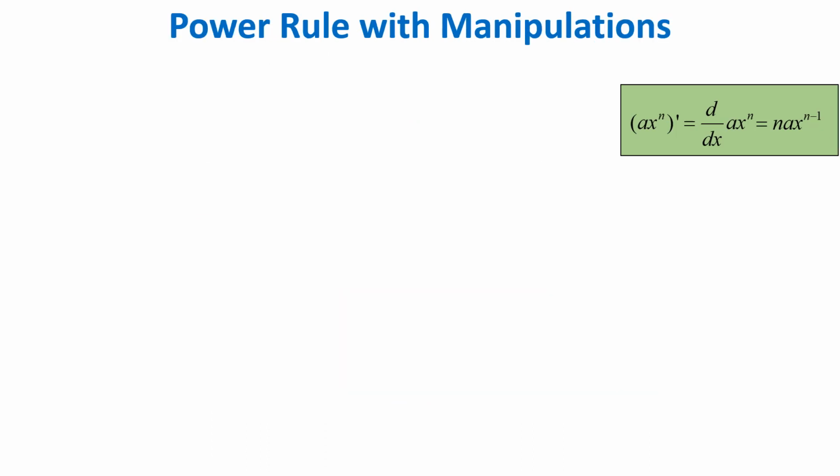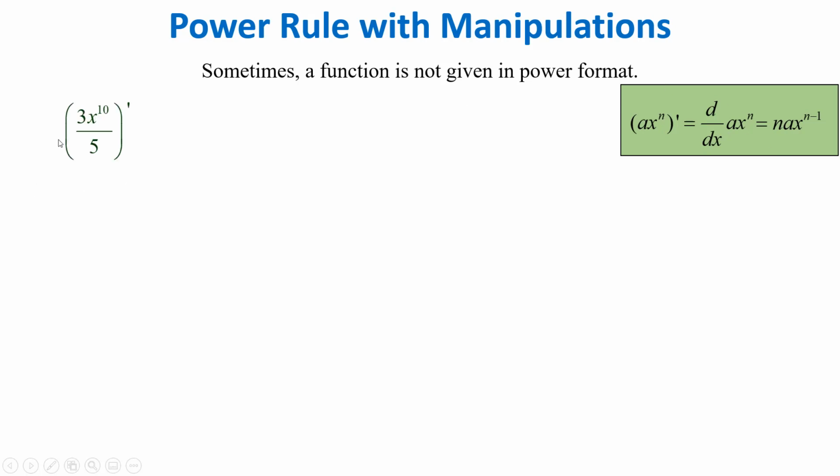Continuing with the power rule, next I'm going to show you some more complex examples, because sometimes a function is not given in this power format, but it can be easily manipulated to be put in the power function format to be able to use the power rule. First example, 3x to the 10th over 5. First thing to do is to have a dedicated a. So all you would have to do is take the 3/5 and put it out in front. And now it's in that a times x to the n format.